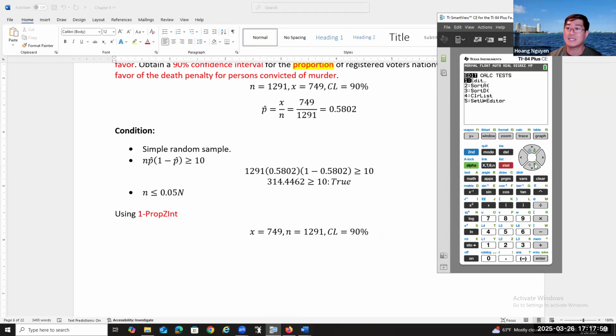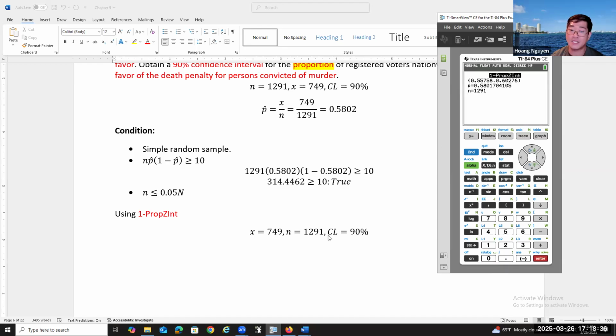So we're going to go to start and we're going to go to the test option. And then you're going to go down to option A, one proportion z interval. Yeah. Hit the enter key to select that option. Now the x value is 749 and n is equal to 1291. And then the confidence level, you might use in decimal or percent. That should be fine. You can use 90 or you can change it to 0.9. Yeah, so 0.90 also works, in terms of an integer or in terms of a decimal.